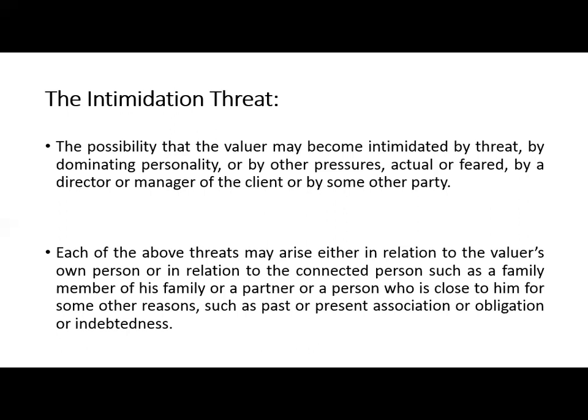Each of the above threats may arise either in relation to the valuer's own person, या तो उसके नजदीकी का कोई आदमी करेगा, or in relation to the connected person such as family member, office family, or a partner or a person who is close to him for some other reason such as past or present association or obligation or indebtedness. ये ज्यादातर प्रभाव जो कर पाता है वो बहुत ही नजदीक का आदमी होता है, या कोई नजदीक का रिश्तेदार हो गया, कोई बहुत ज्यादा दोस्त हो गया, या आपने पहले से एसोसिएशन रही है उसकी, या क्लाइंट ही आपका दोस्त है. तो इस टाइप की चीजों के कारण ये सारे ऊपर लिखित थ्रेट्स पैदा होते हैं, वैल्यूएशन में आते हैं. सो इससे प्रोफेशन की रेपुटेशन डाउन होती है, और आपकी ऑब्जेक्टिविटी डाउन होती है, आपकी इंडिपेंडेंस डाउन होती है.